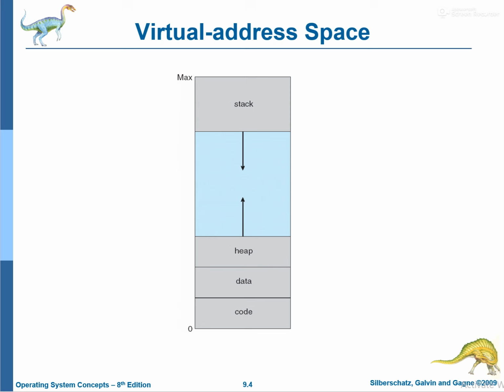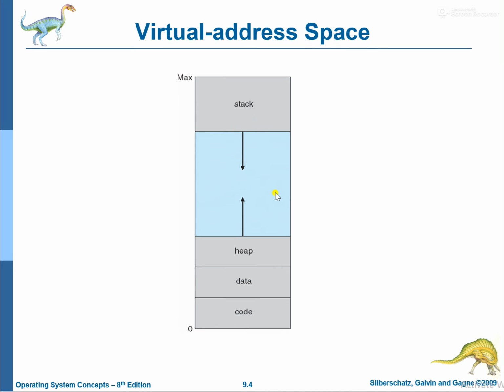Here in this figure you can see that the heap size is not fixed. It can grow in the upward direction because it is used for dynamic memory allocation. Dynamic memory allocation means we allocate memory only when it is required. And we allow the stack to grow downward, like you can see here.